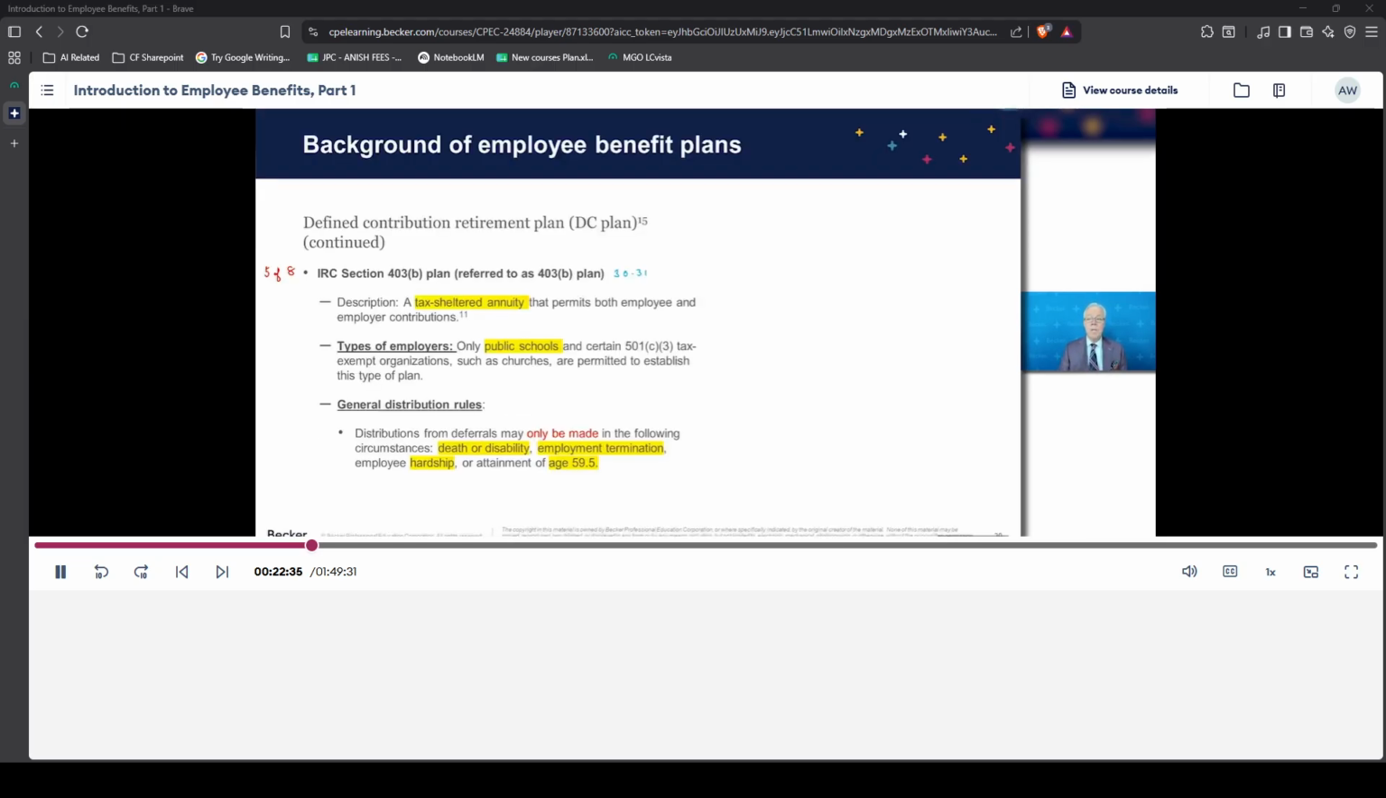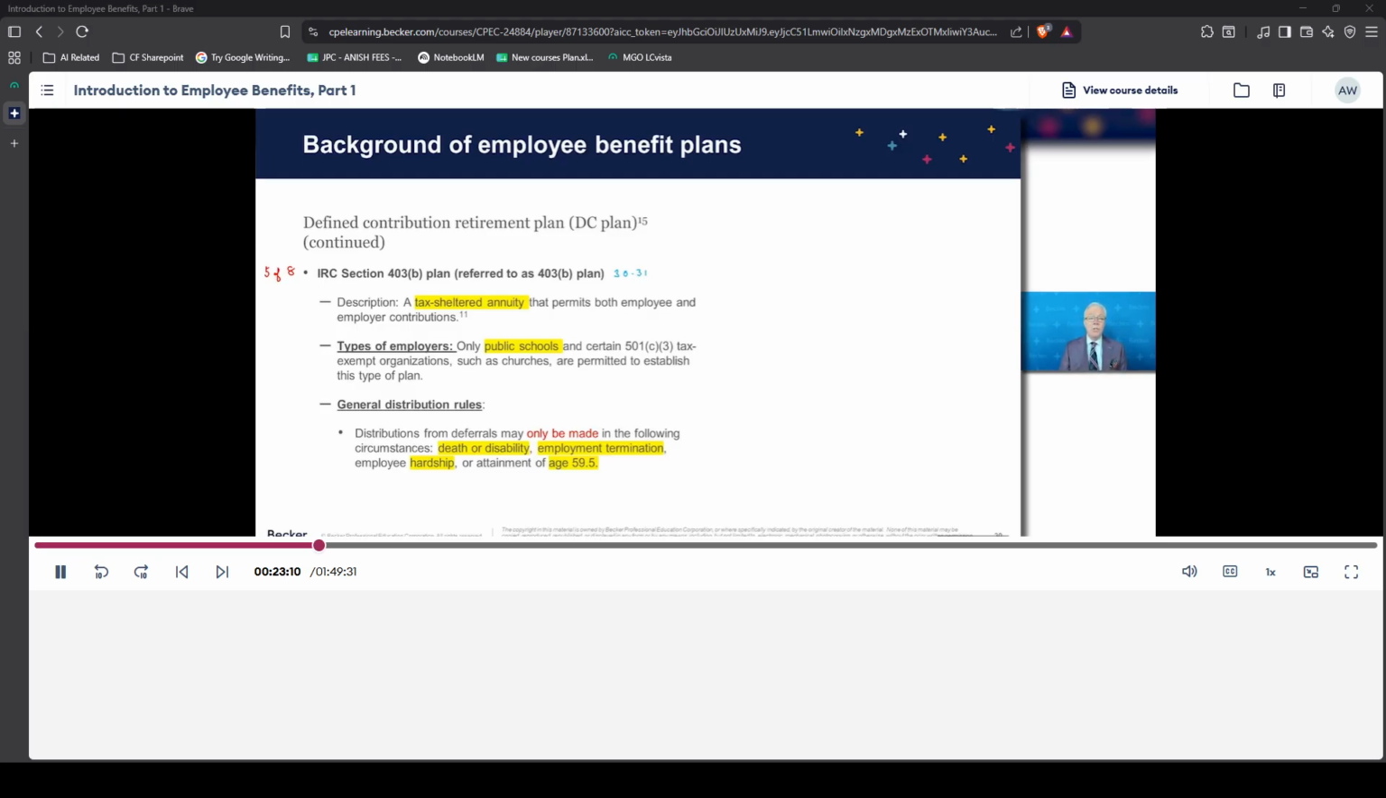The next item that we have right here is going to be your 403B plans. Now, the description, these are tax-sheltered annuities that permit both employee and employer contributions. Now, the types of employers, only public schools and certain not-for-profits. Your 501c3 tax-exempt organizations like churches are permitted to establish it. So my sister, who was a public school, grammar school teacher her whole life, she was participating in a 403B. So when she retired, this was the guaranteed amount she would get.